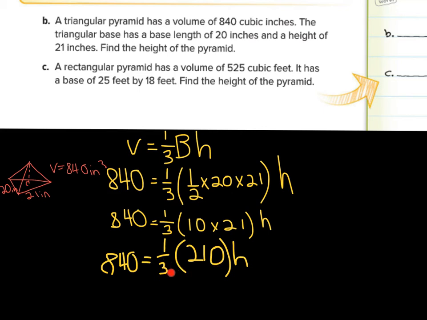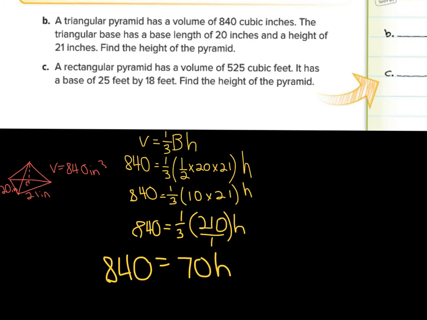Remember, if you don't remember how to do that, just simply put this over 1. Okay? Place your 210 over 1 and multiply across and then divide. So 1 times 210 is 210 and 3 times 1 is 3. So it would be 210 over 3, right? So that means you're just dividing 210 divided by 3. So that gives us 70 as mentioned, times the height is 840.